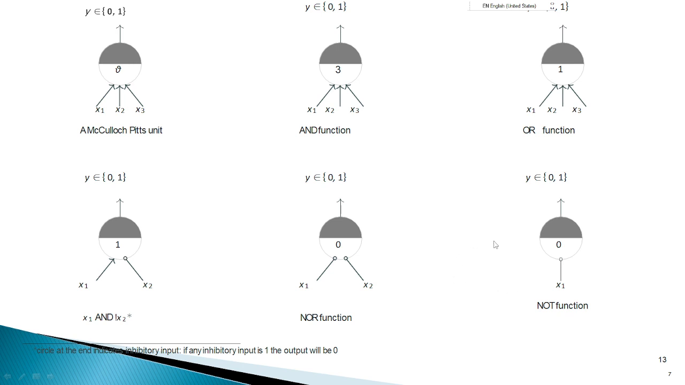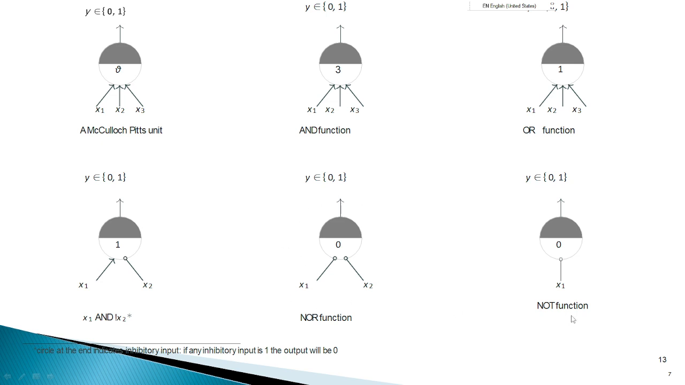For the input 0, 0, what's the threshold? The threshold is 0, so the output will be 1. So for 0, 0 the output is 1, and for all other input combinations, the output is 0. So this is a NOR function.